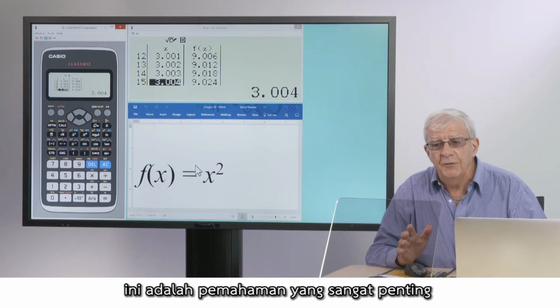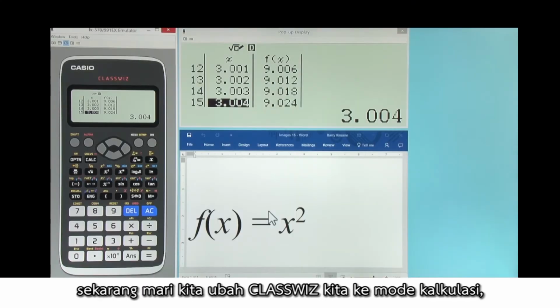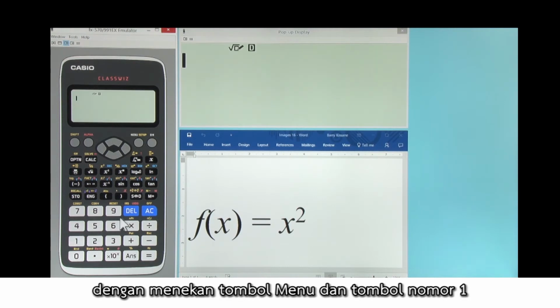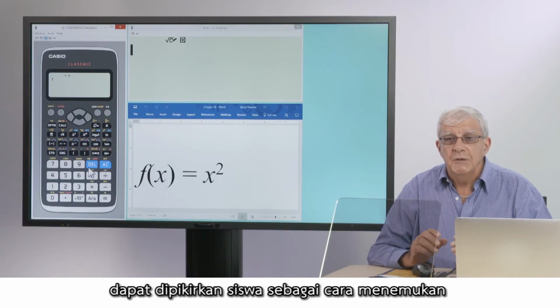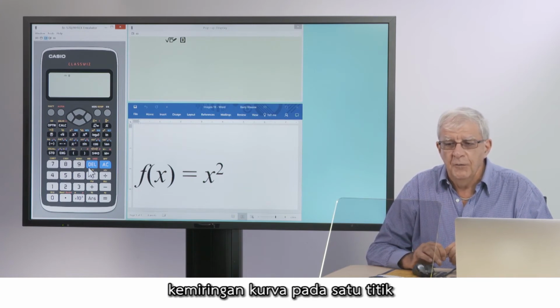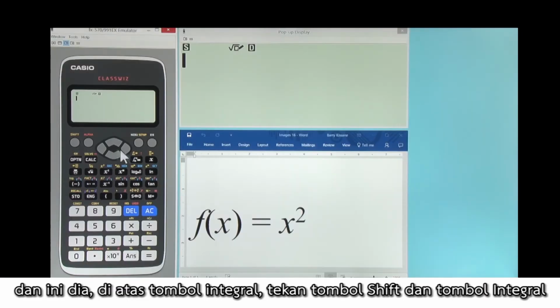These are important understandings to build for the idea of a derivative at a point. Now let's change our ClassWiz into calculate mode with menu and number 1. ClassWiz has a numerical derivative function, which students can think of as a way of finding the slope of a curve at a single point. And here it is, above the integral key: shift and the integral key.